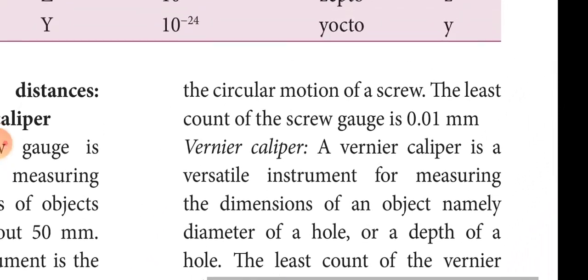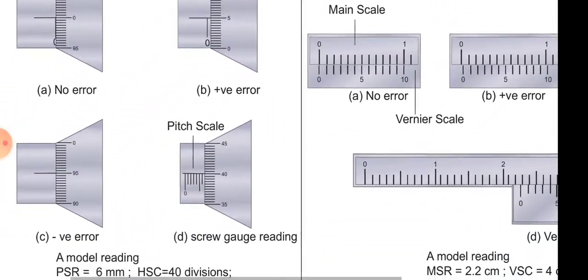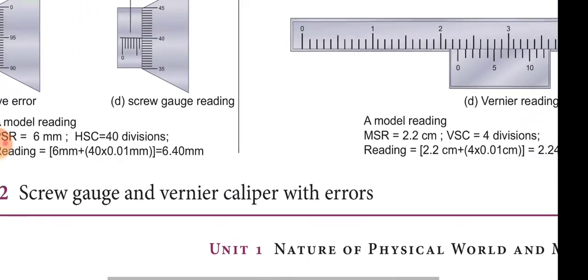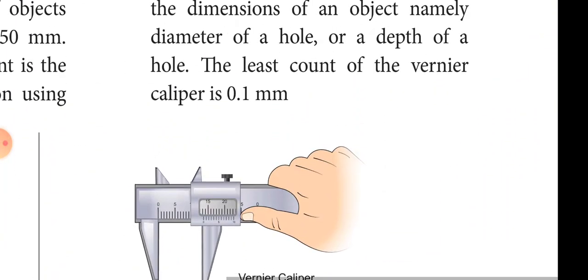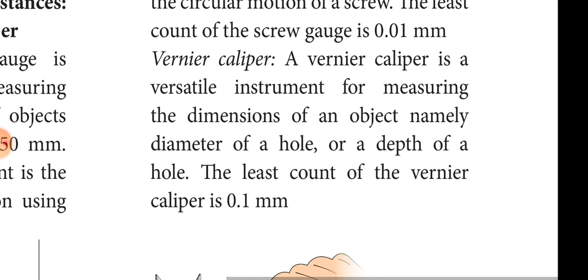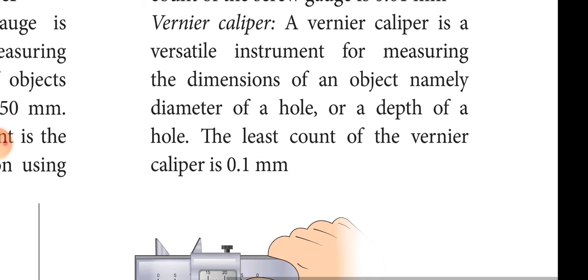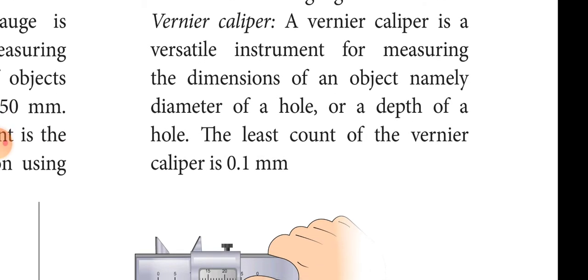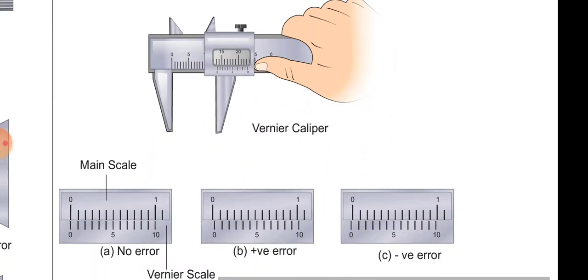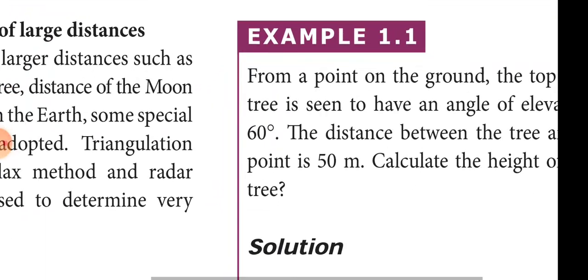In the second method, the vernier caliper, this is also an important question. The vernier caliper is a versatile device used for measuring the diameter of a hole or depth, and we know that the least count of the vernier caliper is 0.1 millimeter.